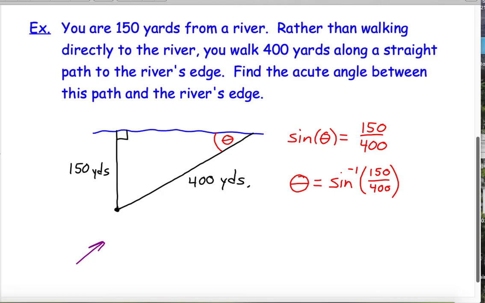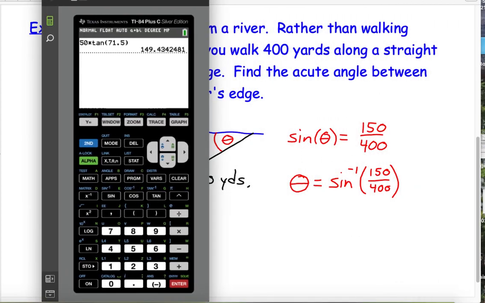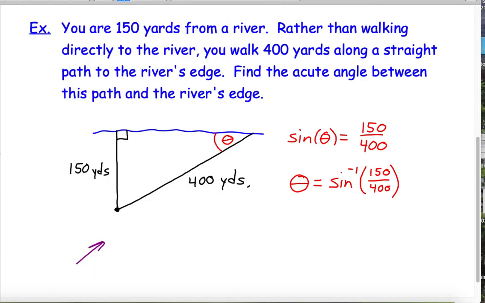So we're going to have to grab our calculator, and once again we want to be in degree mode, which I know we are already. And the inverse sine, you can find it above the sine key, so it's second sine, and then we punch in our ratio, and it's going to return to us the angle. We'll say 22.0 degrees. So the angle it makes is approximately 22.0 degrees.